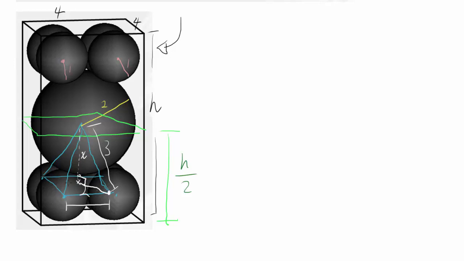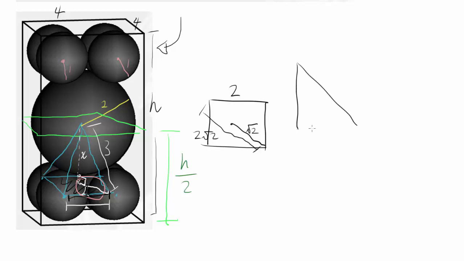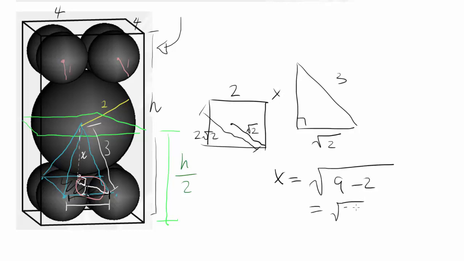And let me redraw this bottom part. You have a square base, and we have this portion as part of our leg. So I'm talking about right this. The side of this square is length 2, which is right here, 2 radii of 1. And you have the entire diagonal being 2 times square root of 2, so this leg of our triangle is going to be square root of 2. So you have this right triangle with x, 3, and square root of 2. So our x comes out to be square root of 9 minus 2, or square root of 7.